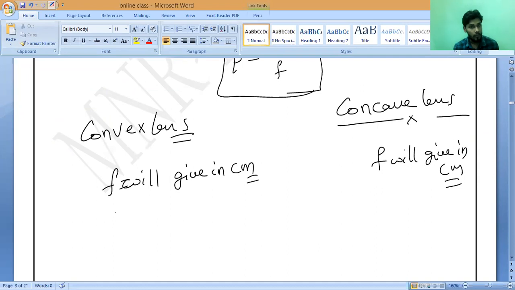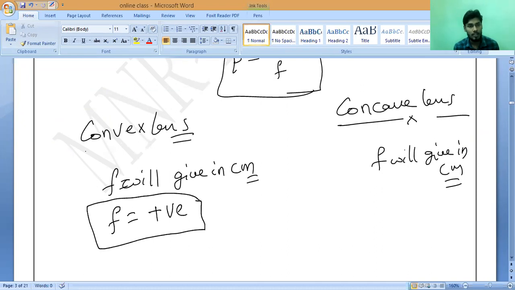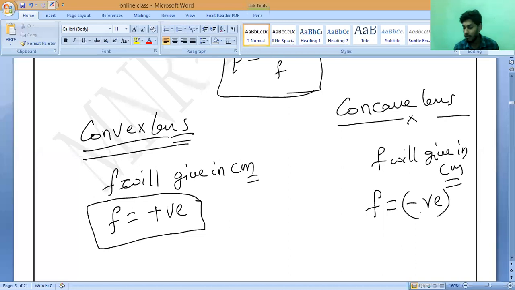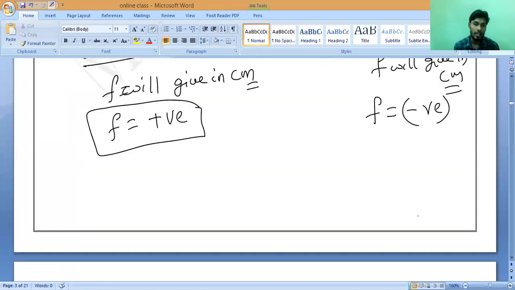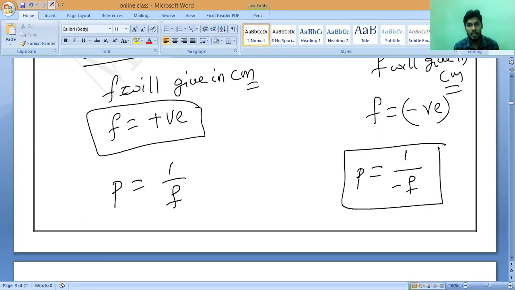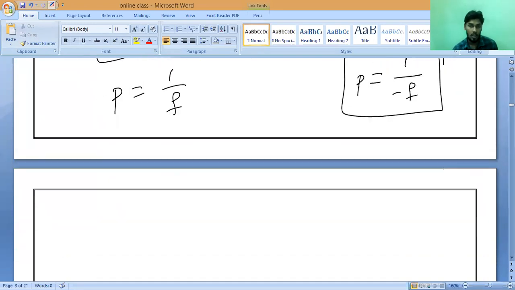Always remember, the focal length of a convex lens is positive or negative? Positive. And here, for a concave lens, f is positive or negative? Negative. You should always remember this. So for a convex lens, the power of a lens is 1 by f, positive only. But in this case, while you are substituting, 1 by minus f should come for the concave lens.